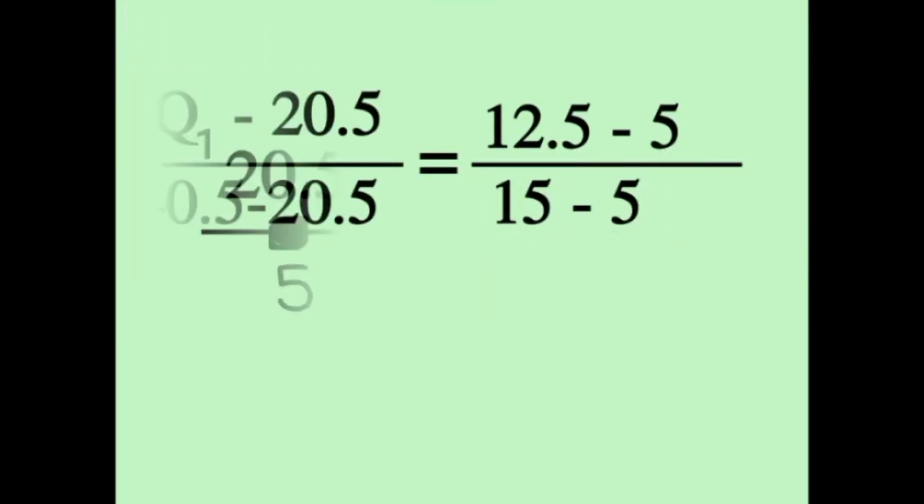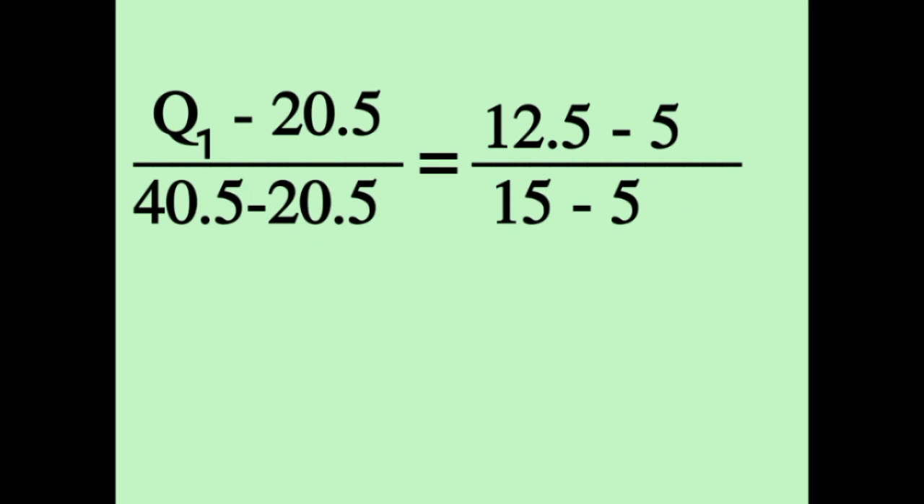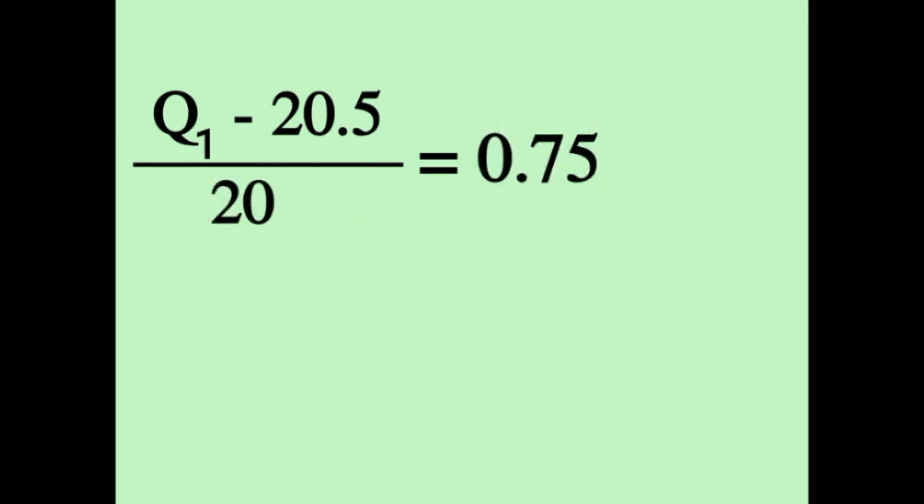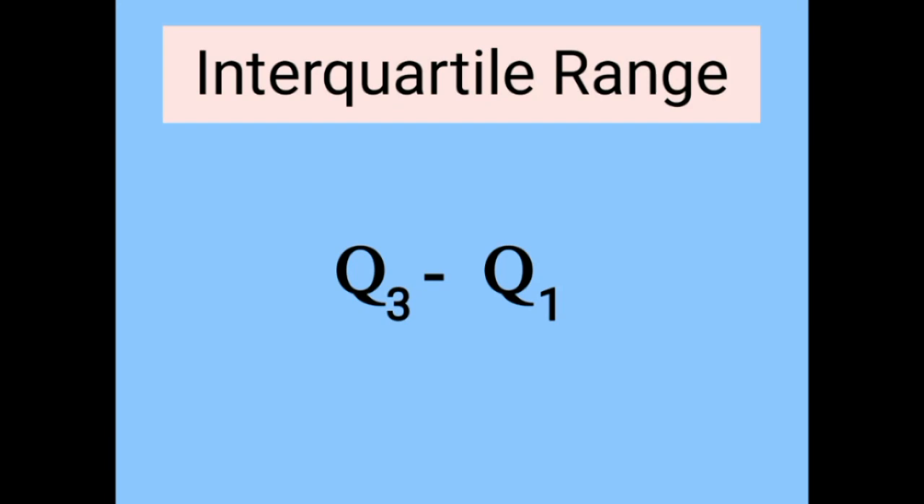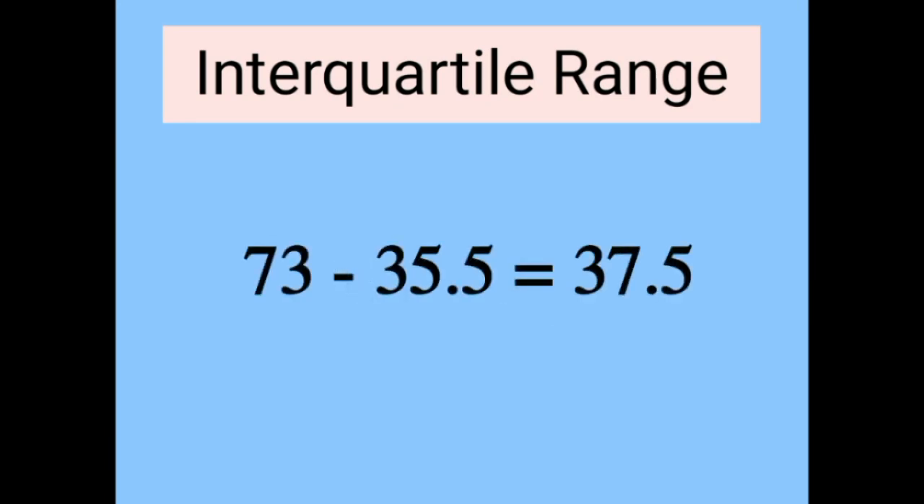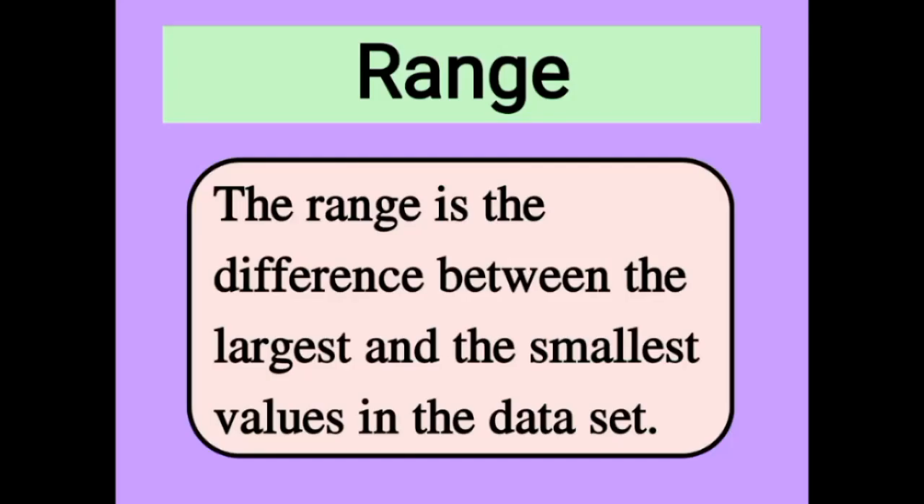So, (Q1 minus 20.5) over (40.5 minus 20.5) equals (12.5 minus 5) over (15 minus 5). (Q1 minus 20.5) over 20 equals 0.75. Q1 equals 35.5. Now, this is the lower quartile, so the interquartile range is Q3 minus Q1, then 73 minus 35.5 equals 37.5.